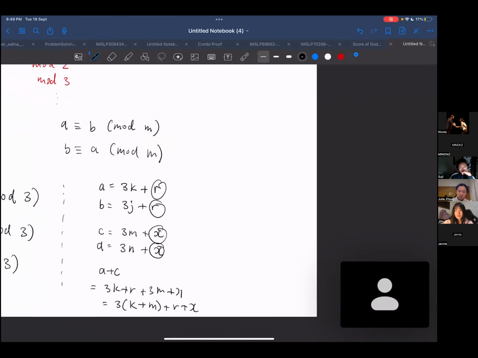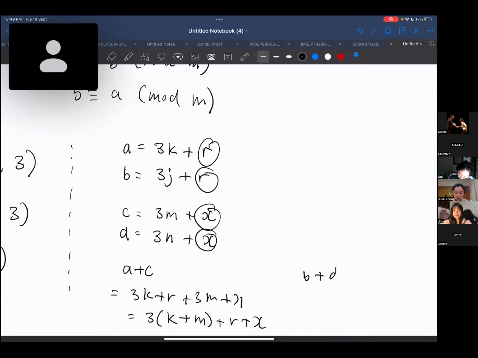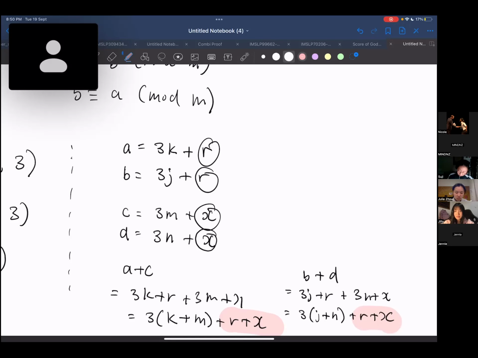I'm getting a little tight on space here, but we can survive. Then b plus d would equal 3j plus r plus 3m plus x, which equals 3j plus n plus r plus x. And now we note that when you divide both of them by 3, they both have the same remainder, which is r plus x. And that's why they're still going to be congruent.